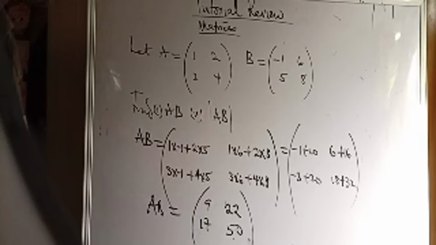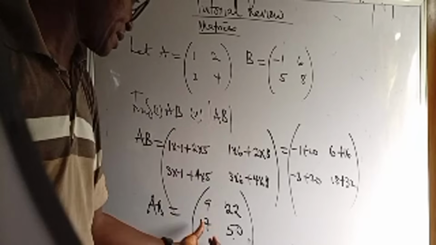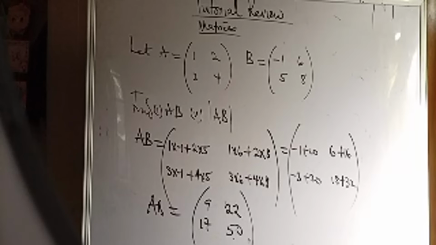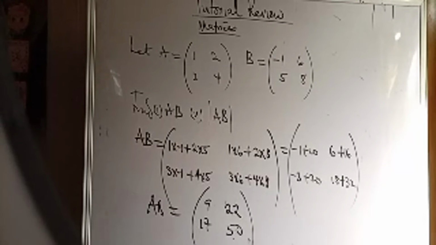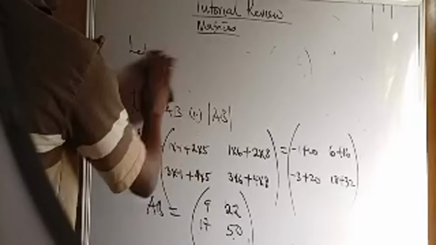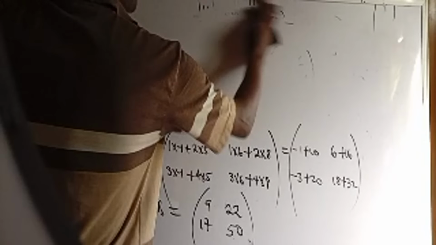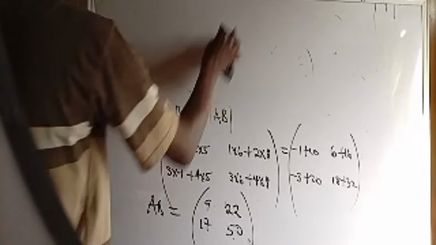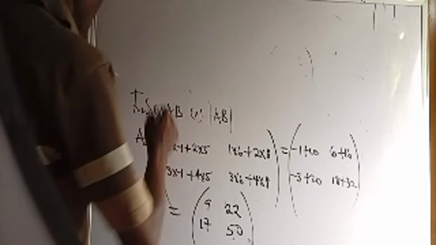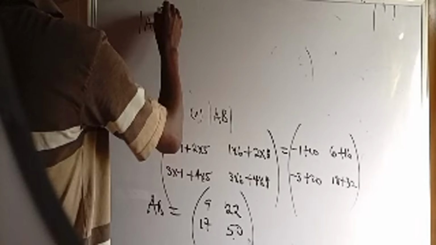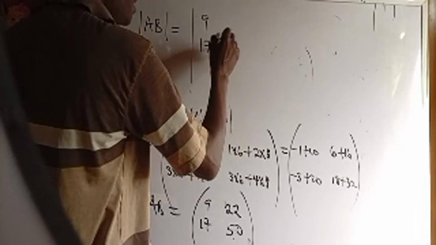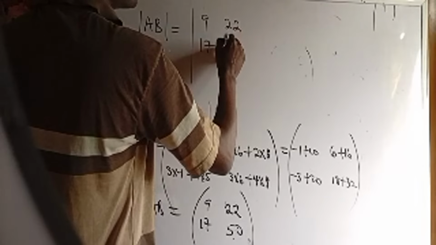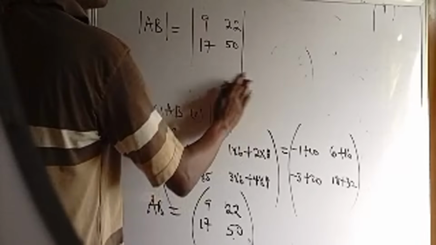How do we now get the second one? The second one is asking us to find the determinant of matrix AB. We are done with the question. So therefore, the determinant of AB now will be the determinant of 9, 17, 22, 50. This is the symbol of determinant. So how do you now find that?